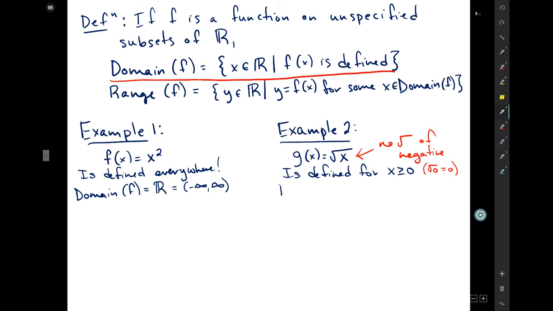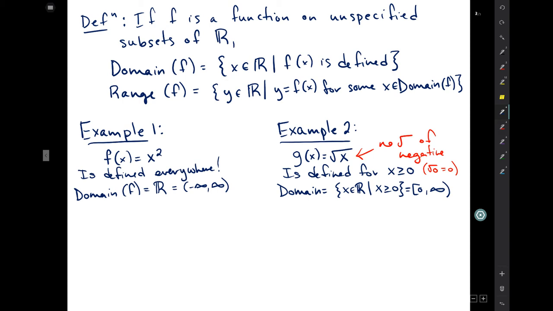So I say that the domain of my function, I can write this in set notation as x in R such that x is greater than or equal to 0. Or I could write it in interval notation as this interval that starts at 0 and goes off to infinity. So that's the domain of these functions. Again, it's anywhere where the expression is defined.